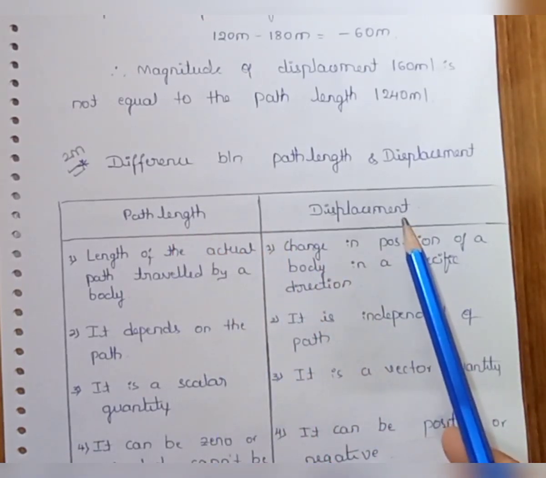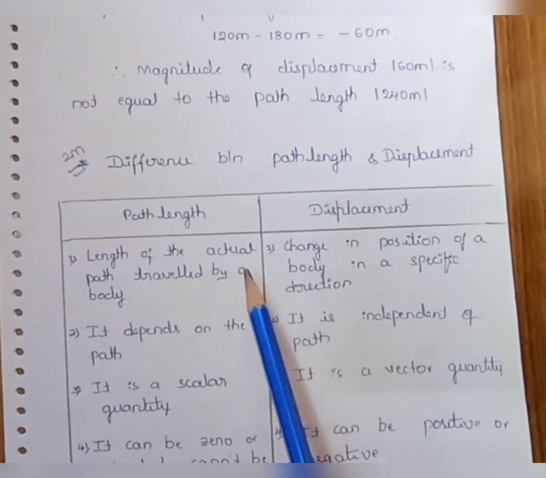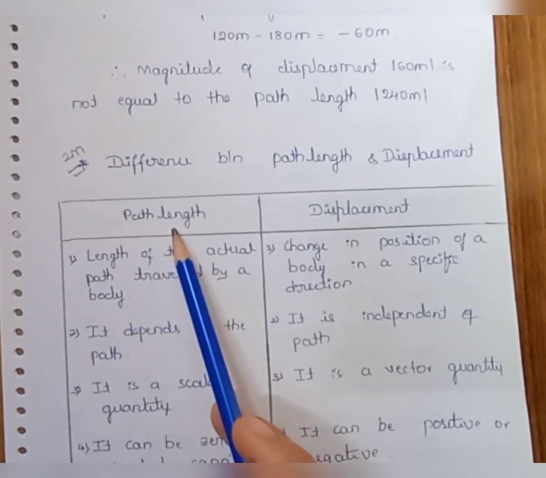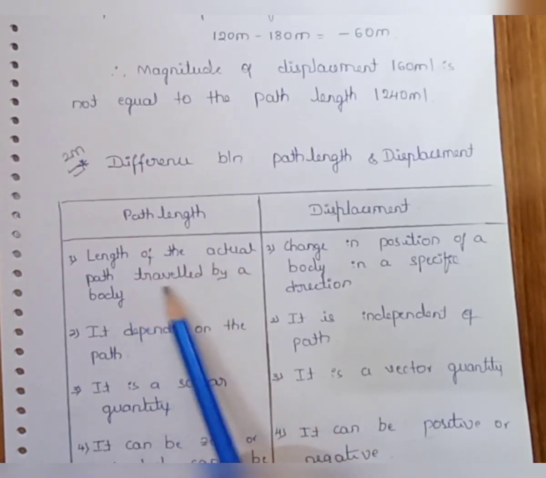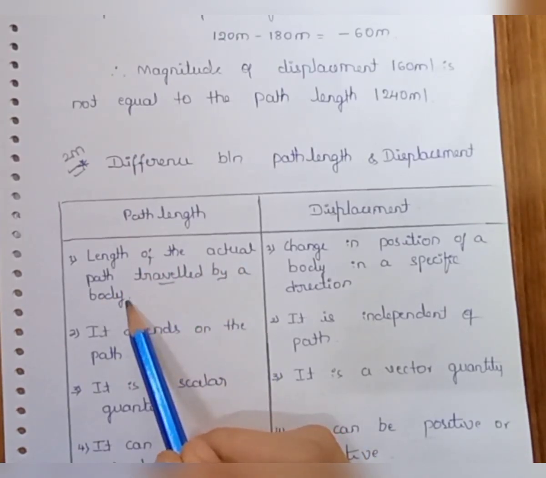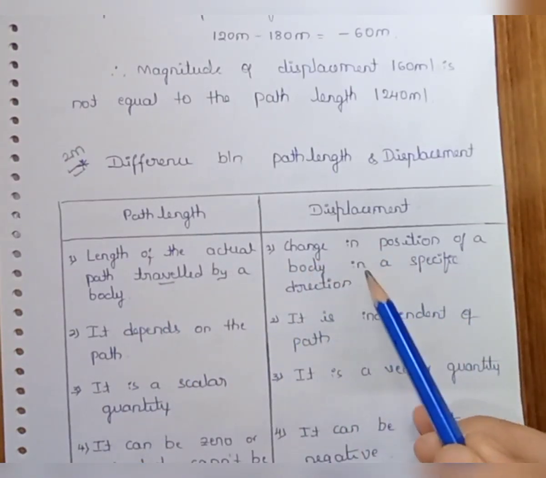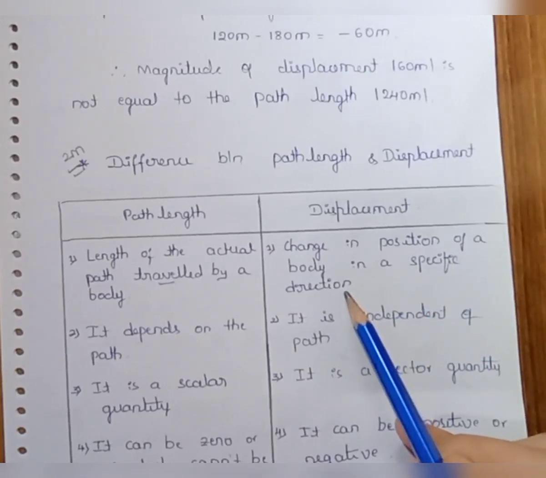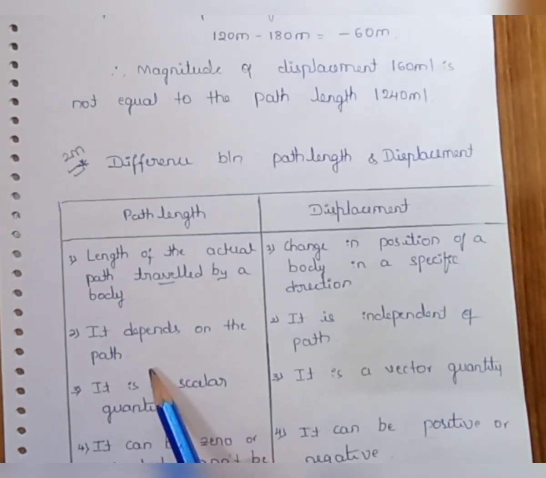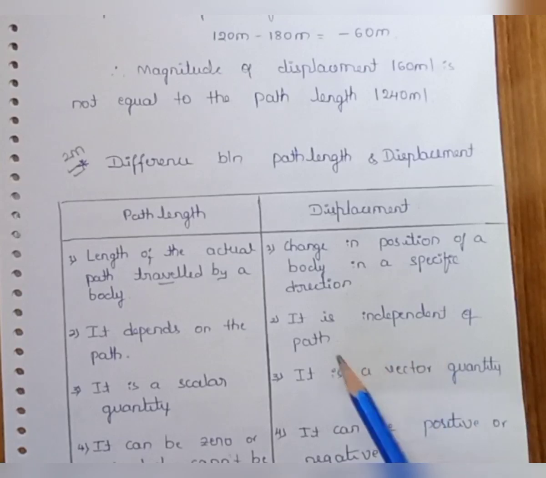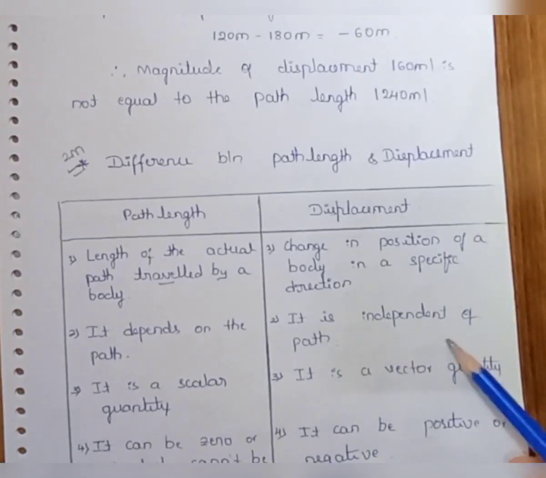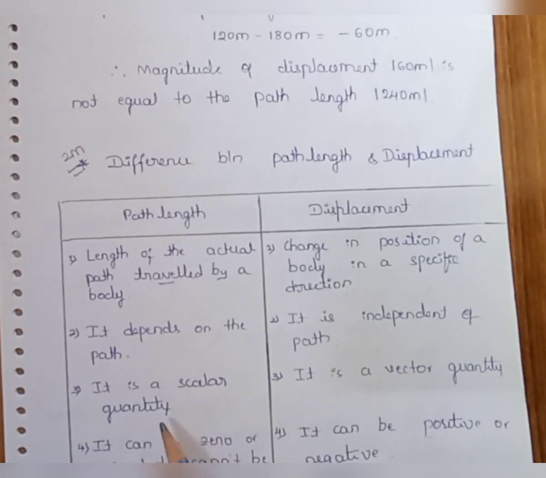Path length and displacement. Already we know the first point, that is the definition of both quantities. What do you mean by path length? It is the length of the actual path traveled by a body. First point is over. In displacement, it is the change in position of a body in a specific direction. Now let us consider the second point. Path length depends on the path, that is the actual path. Displacement is independent of the path. Path length is a scalar quantity.